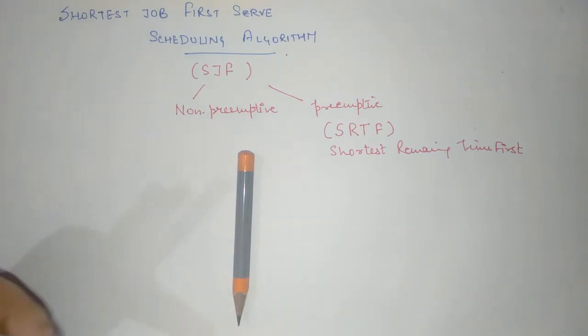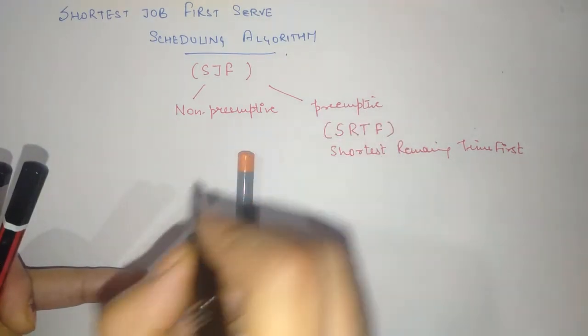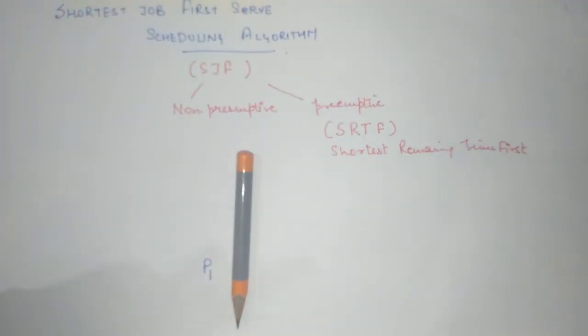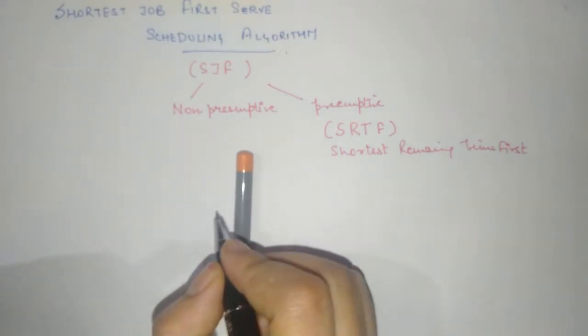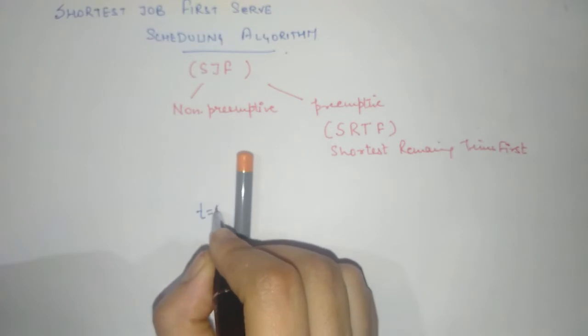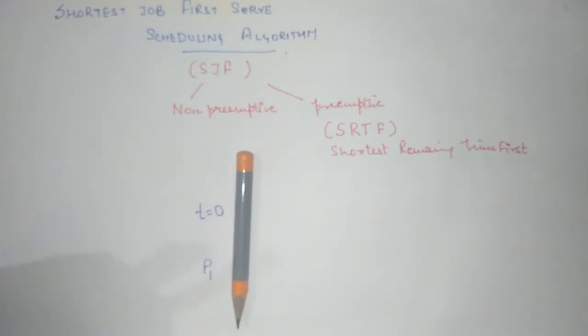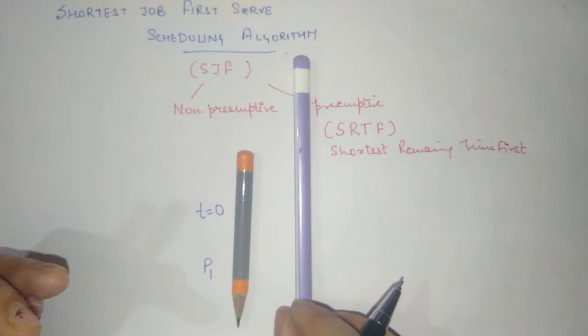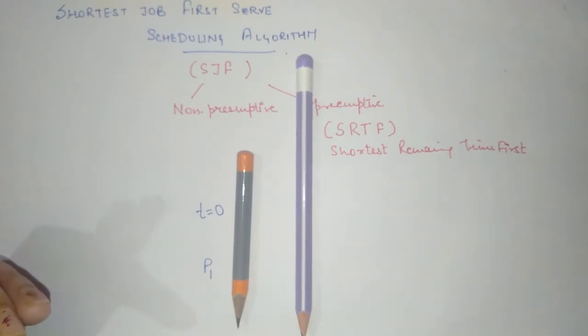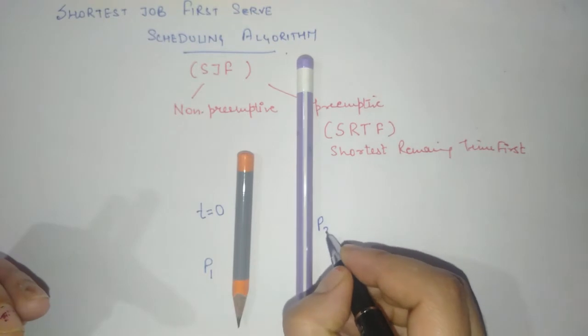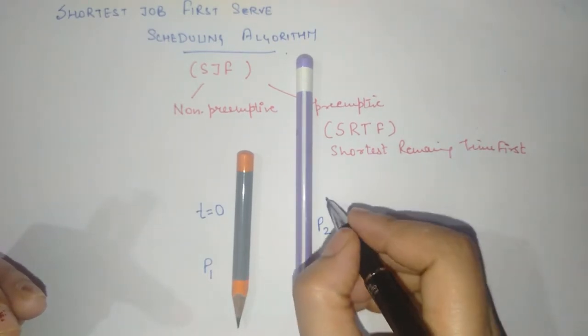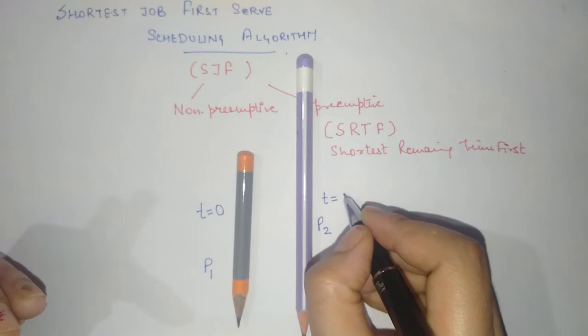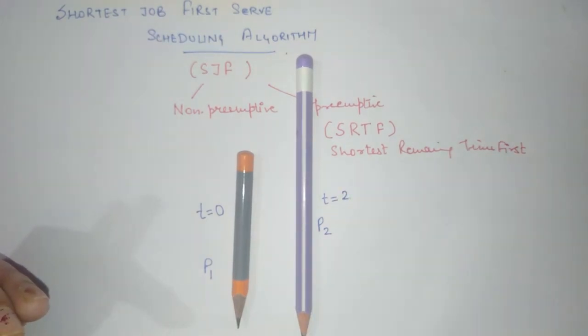I am giving it the name process P1. Suppose it arrives in the CPU at time interval 0. At 0 milliseconds it entered the ready queue. I am taking the next process, this colored pencil, and I am naming it process 2, and it entered the ready queue at, suppose, 2 milliseconds.